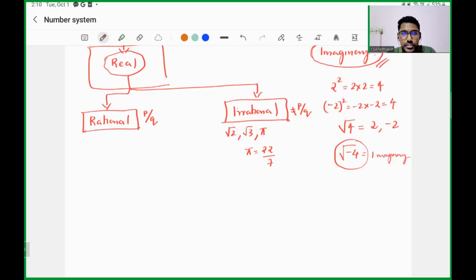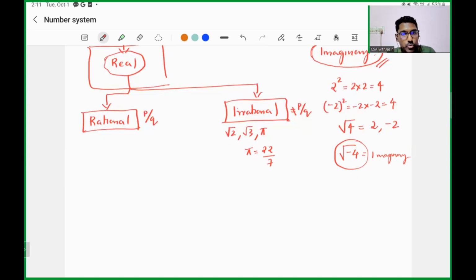Actually, 22 by 7, we are taking pi as 22 by 7. But 22 by 7 is only an approximate value of pi. It is like 99.999% correct, but it is not the exact value of pi. If you want to know the value of pi, you have to take it as 3.1415 like that, it will go on, right? So pi as 22 by 7, for the easiness of calculation, we are approximating it.